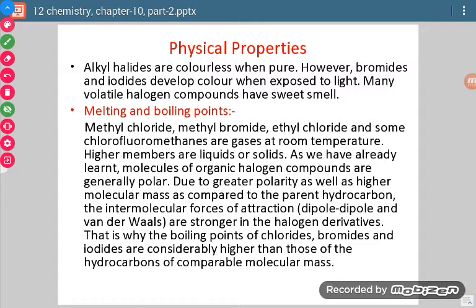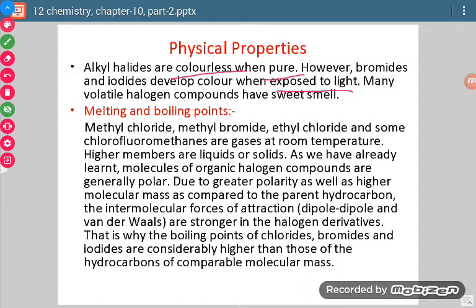First of all, alkyl halides are colorless when pure. However, bromides and iodides develop some color when exposed to light. Otherwise they are colorless when they are pure. Many volatile halogen compounds have a sweet smell. Some of the volatile halogen compounds are sweet smelling liquids.